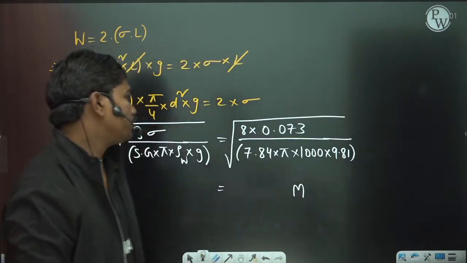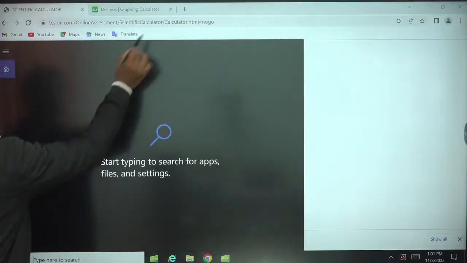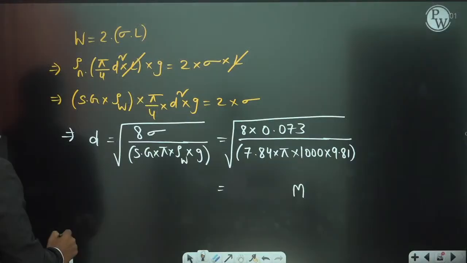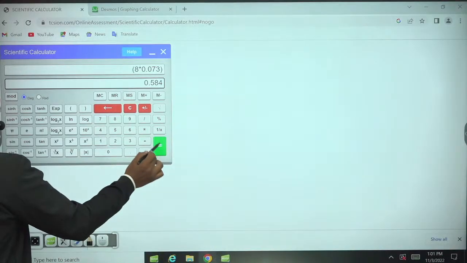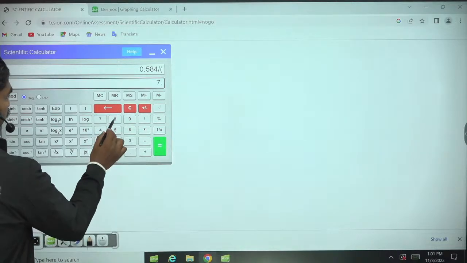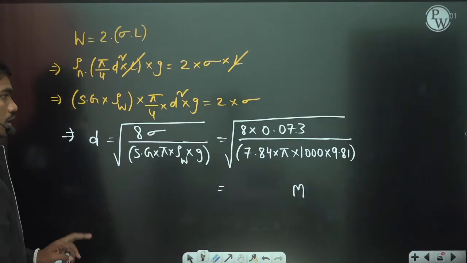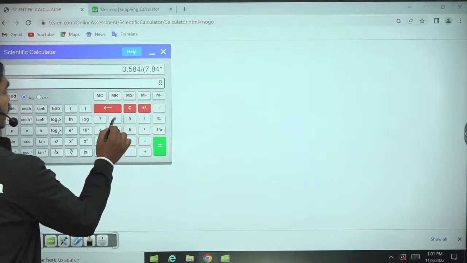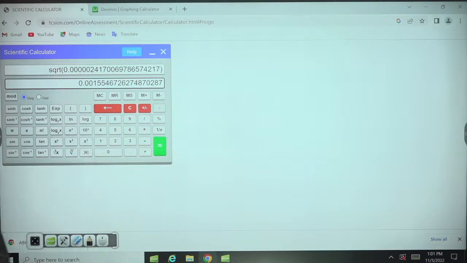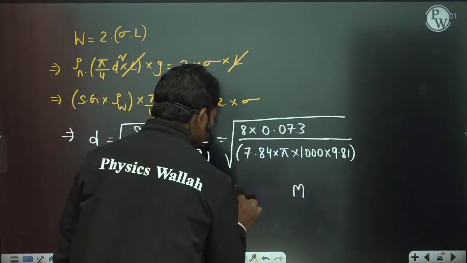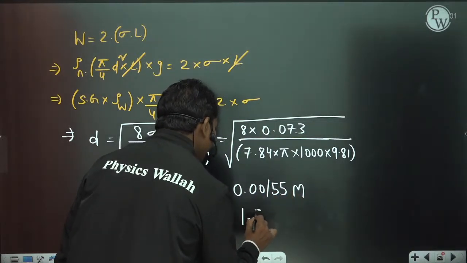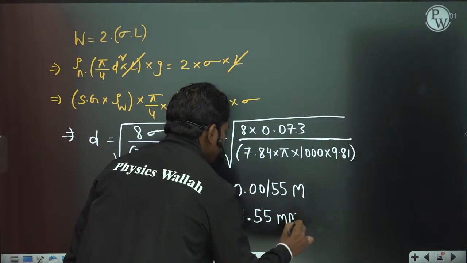Okay, so now if you see this calculation, 8 into 0.073, so this value divided by 7.84 into 1000 into 9.81, so 9810 into pi. So this is the value. If you take the square root, 0.00155. So in mm, 1.55 mm is the diameter of the needle.